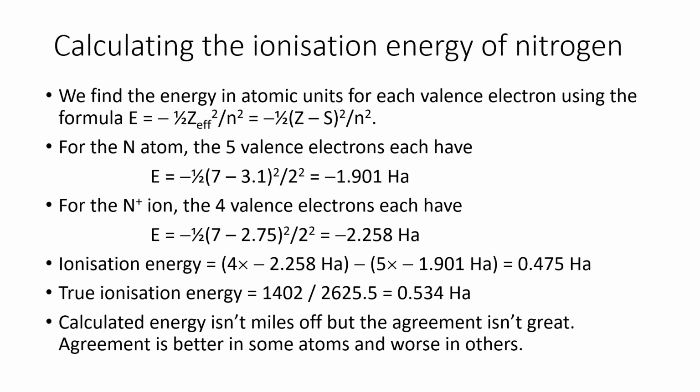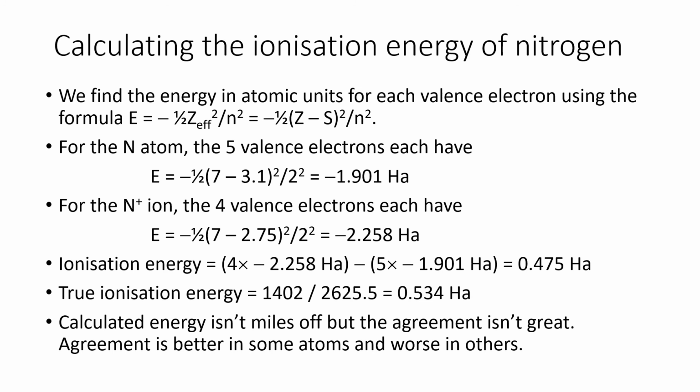So looking at some of these specific cases then, when we look at the valence electrons on the nitrogen atom, we substitute in S equals 3.1, the shielding parameter, put that into the equation, and the energy for one of those 5 valence electrons comes out as minus 1.901 Hartree. Then we do the same for the valence electrons in the N plus ion. The shielding parameter was a bit less for this one, 2.75. Put those numbers in, and we find the energy of each valence electron in the N plus ion is minus 2.258 Hartrees.